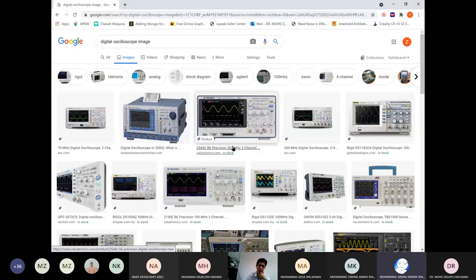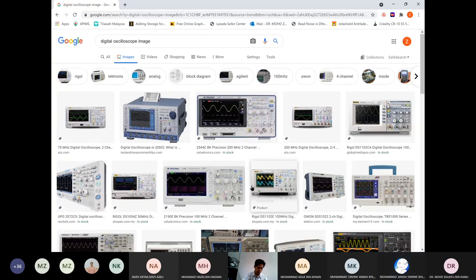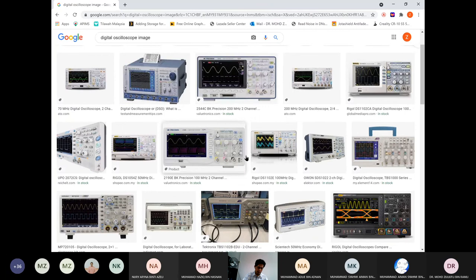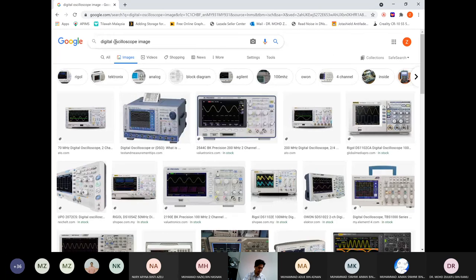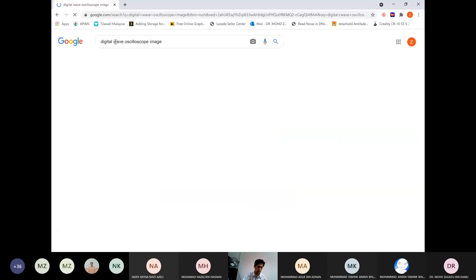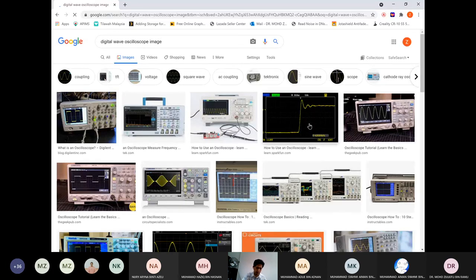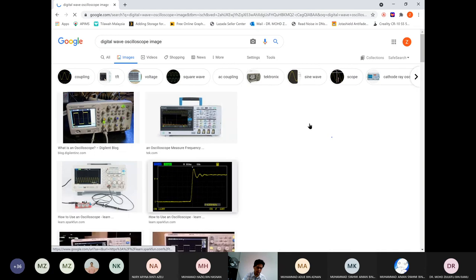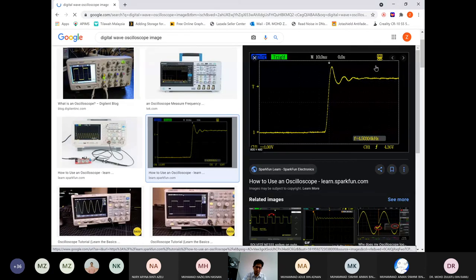Okay. So if you can see digital wave oscilloscope. Okay, for example, channel one is 1 volt. Okay. Dan sikit lagi, ini okay, this one is percent. Okay, 10%.